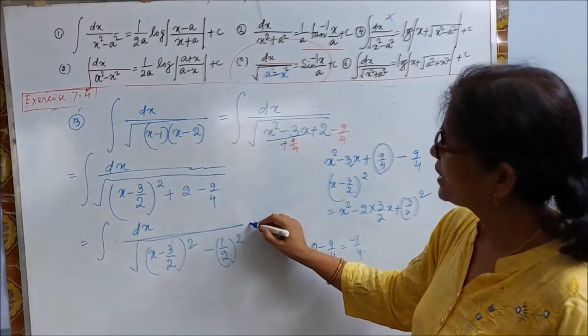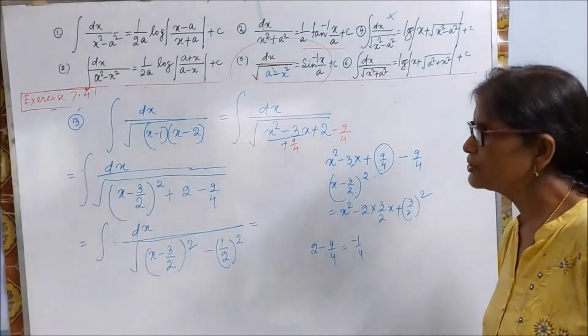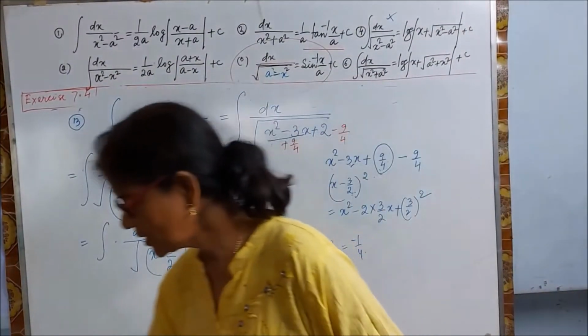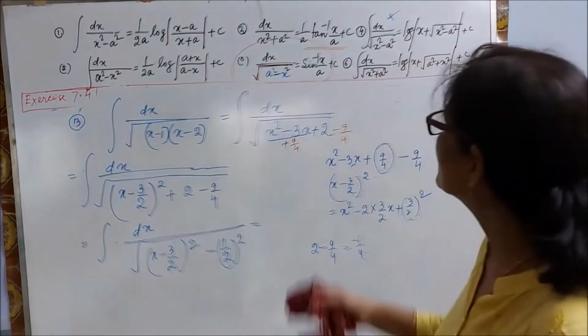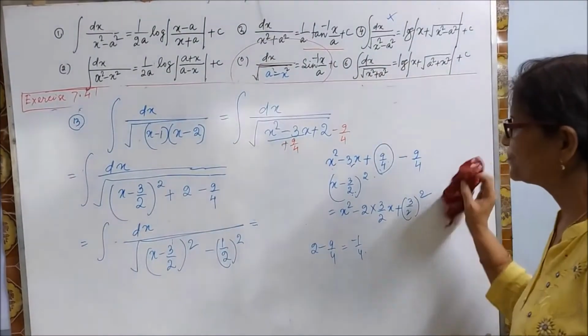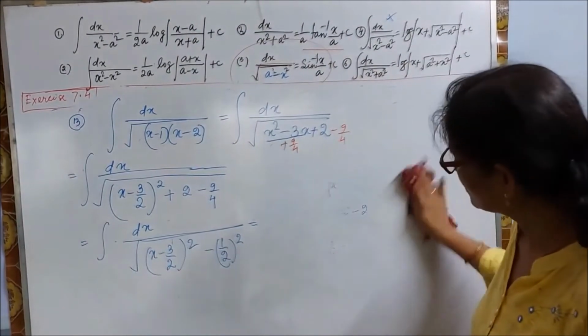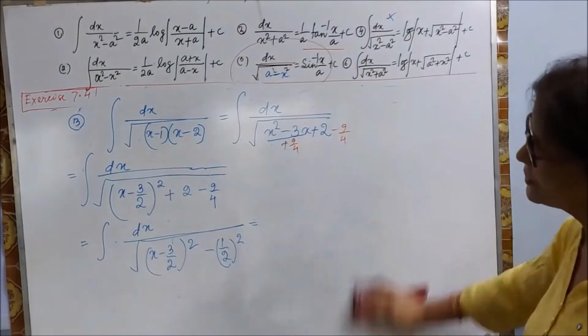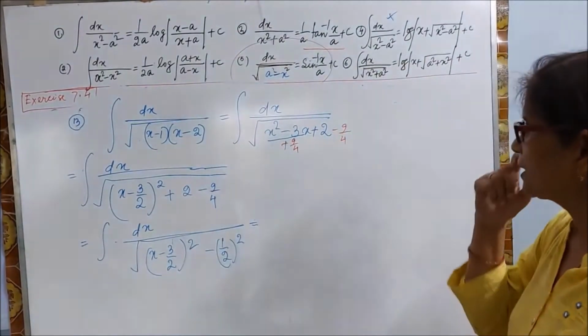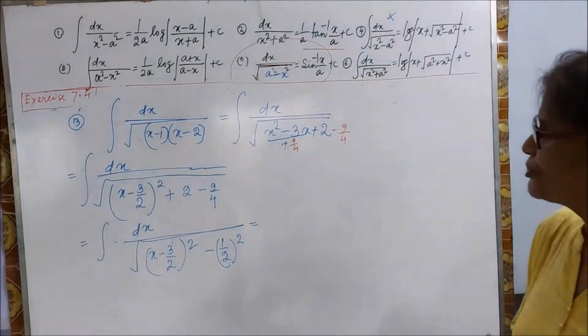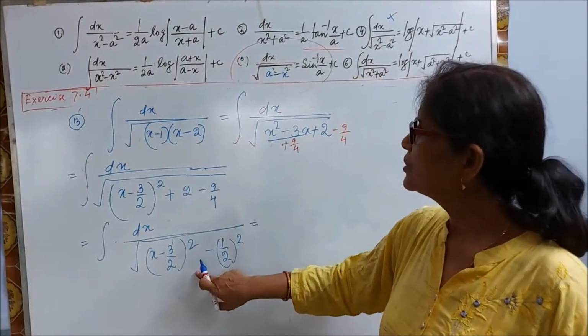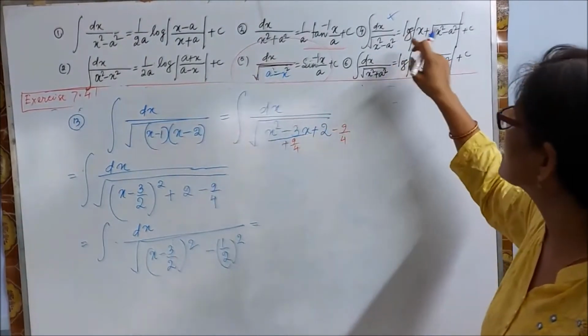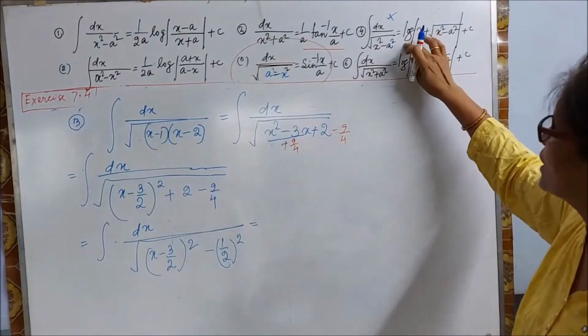Now you have to write the formula. Now see where it fits, at which question, which formula it fits. See, observe yourself, write yourself. How much are you getting? Which one? This. It is fitting to the fourth one.